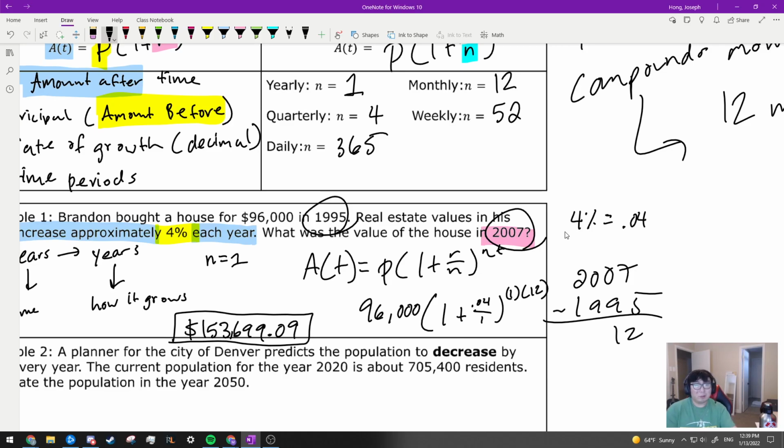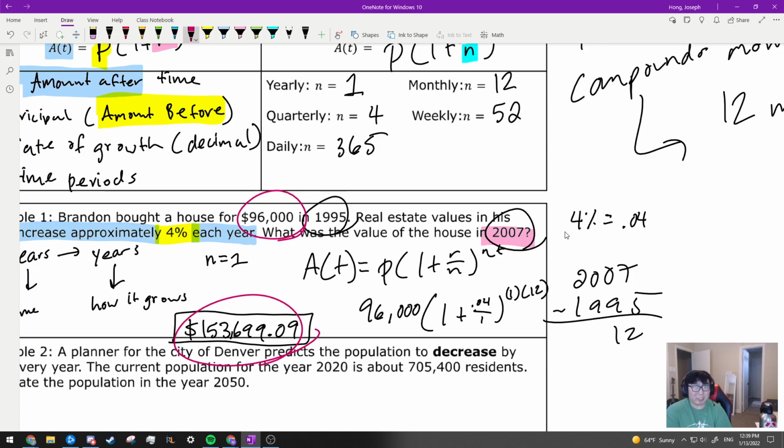So from $96,000 to, you know, almost 160,000. Yeah, that's a lot of money. That's almost $70,000. That's almost half of the money that he put in. It grew in 12 years.